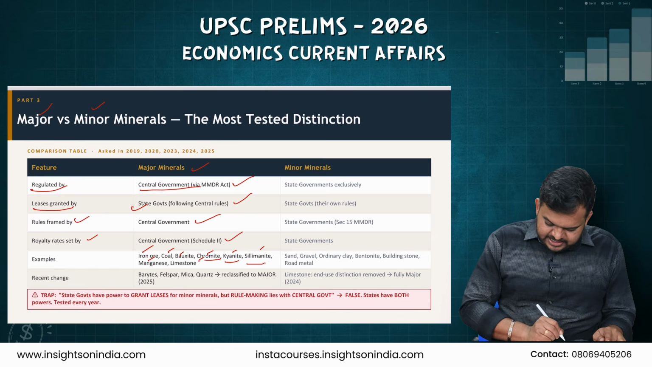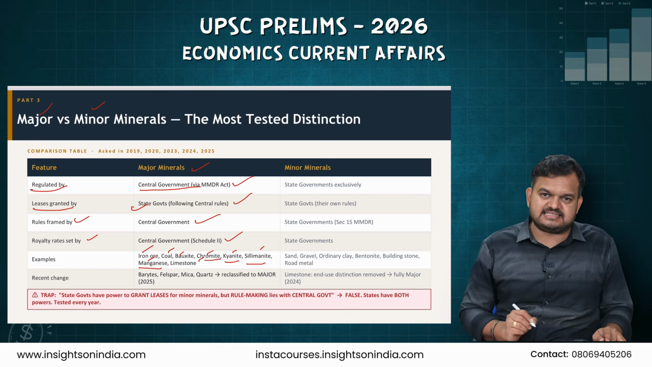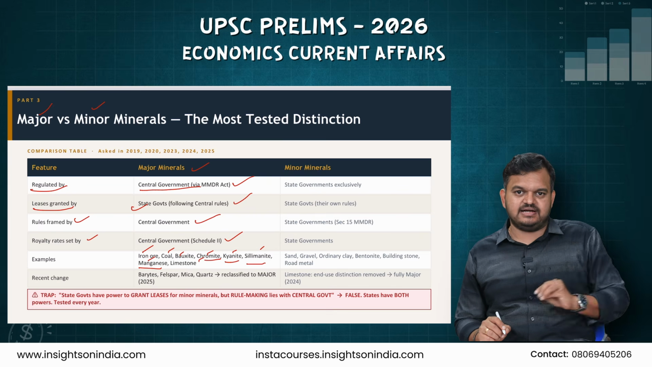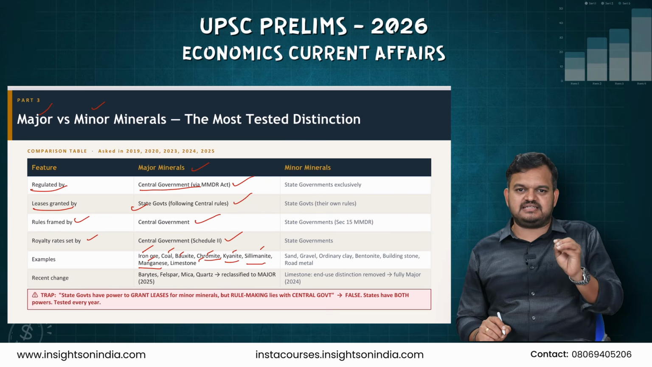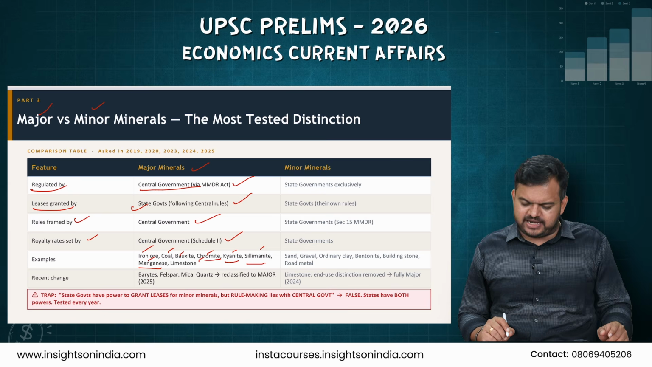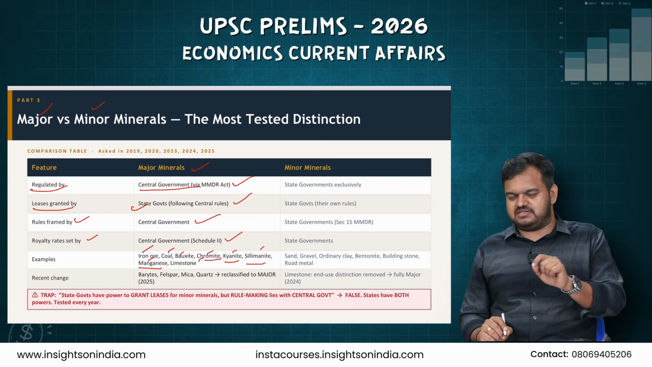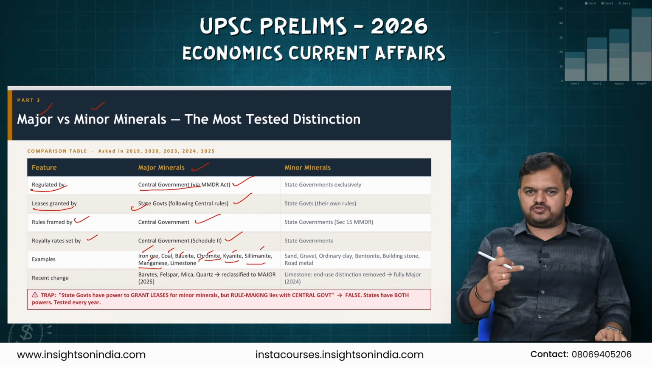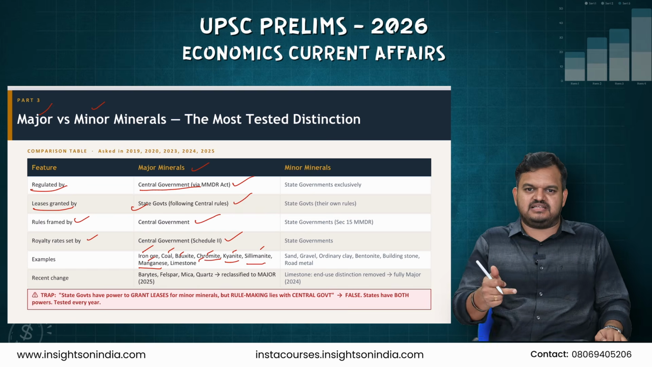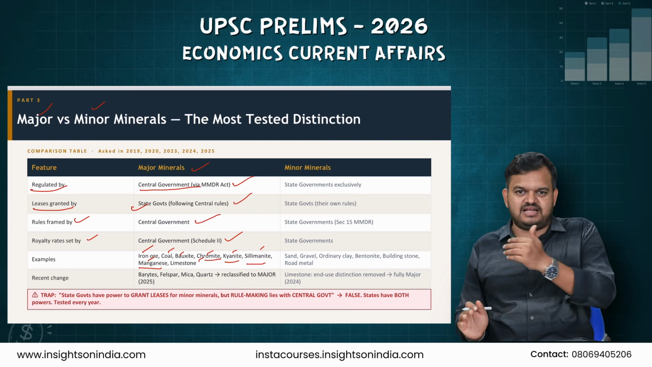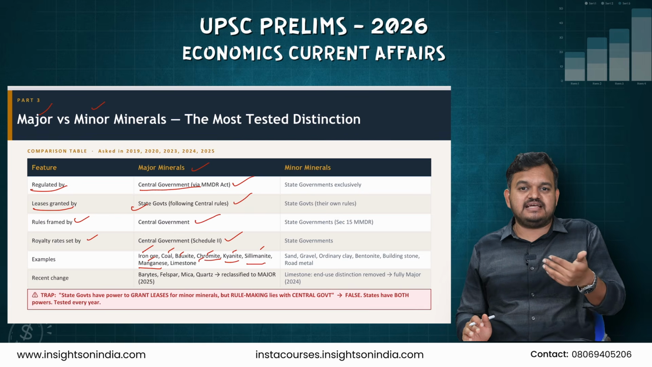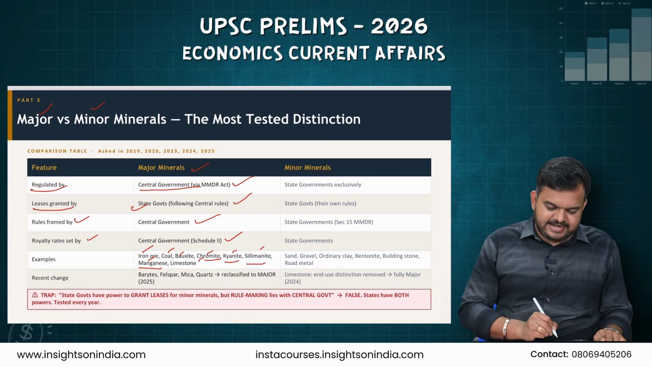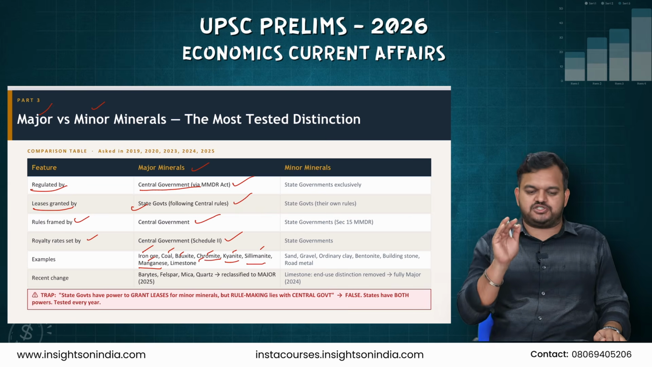When I talk about manganese, manganese acts as a deoxidizer as well as a desulfurizer. I don't expect such questions in depth, but you never know. Desulfurizing means removing the sulfur. Where is it being used? It is used in the steel industry. Manganese, sillimanite, kyanite, chromite, all of them are part of the steel industry.